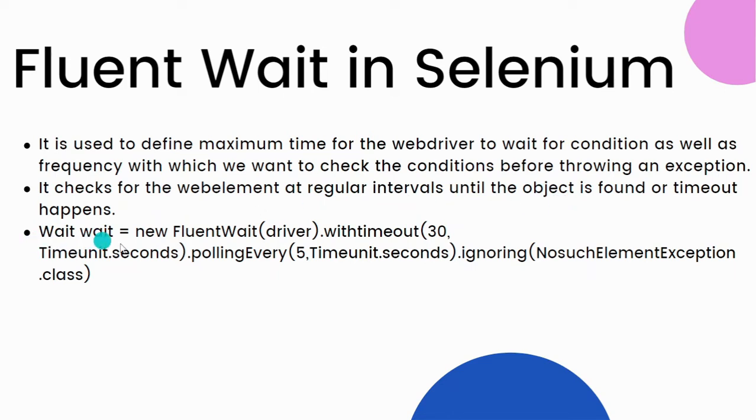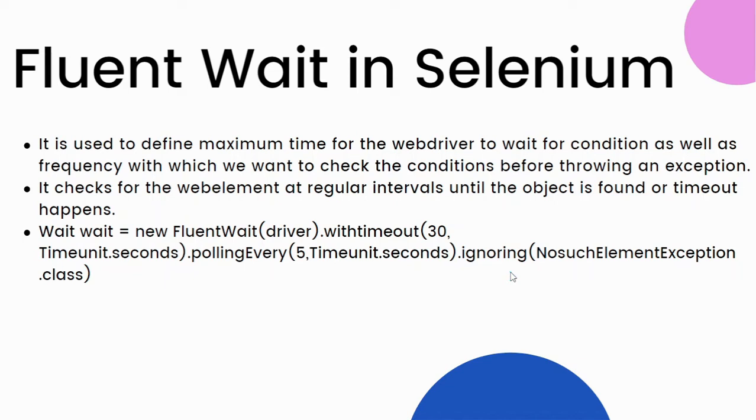So we can define it as wait equals new FluentWait of driver with timeout, and we'll be defining the time for which it has to wait, and then time units, dot seconds or minutes or anything, and then the polling every. So here we are telling the polling time. So when you say it as 5 seconds, so under this 30 seconds, for every 5 seconds, it will go and check in the application if it is able to find that web element.